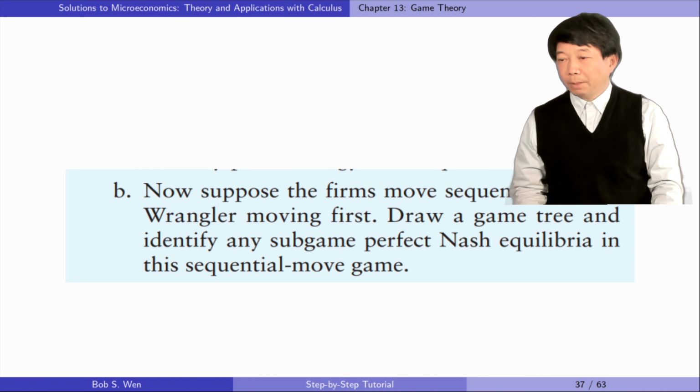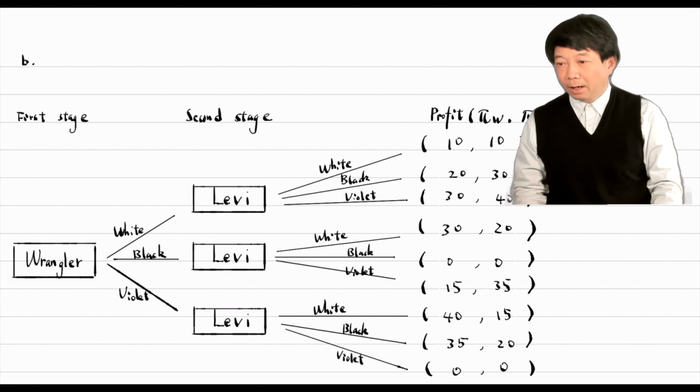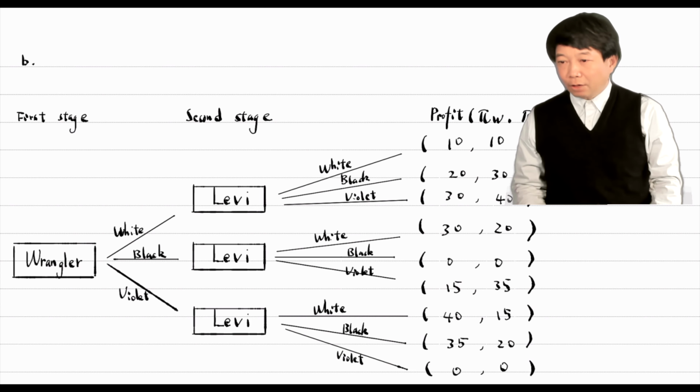In Part B, suppose the firms move sequentially, with Wrangler moving first. Draw a game tree and identify any subgame perfect Nash equilibria in this sequential move game. We draw the game tree for this sequential dynamic game. The profits for each firm are based on the payoff matrix in Part A. We use the backward induction approach to find the subgame perfect Nash equilibrium. There are two stages in the game.